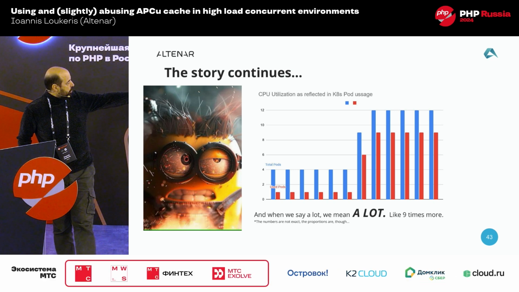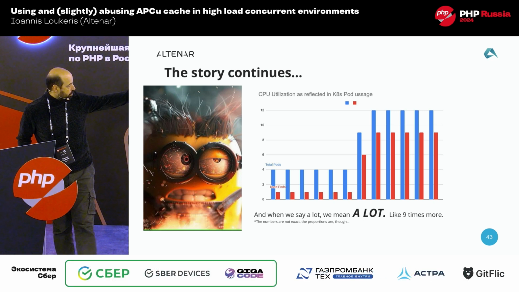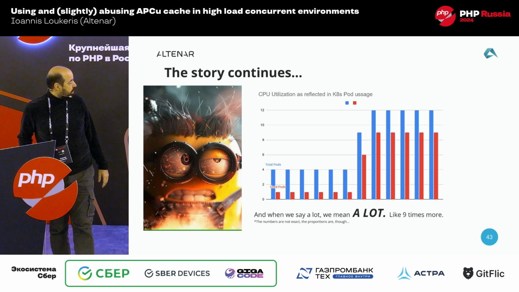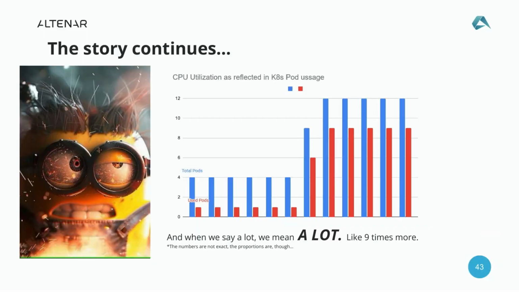The numbers are, of course, not correct. I'm not at liberty to disclose our exact network and infrastructure details, but the analogies are correct, the proportions are correct. So if we had 1 active pod and 4 pods that were standby, we ended up with 9 active pods and 12 pods on standby. That's 9 times more.